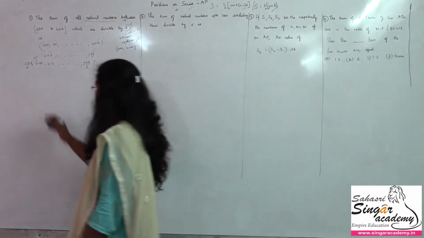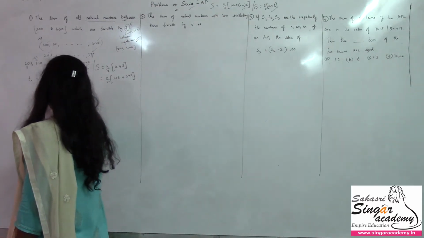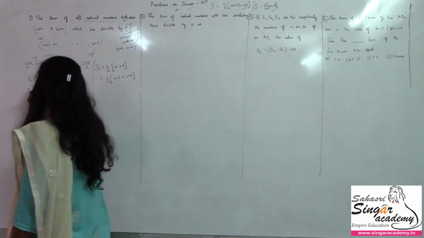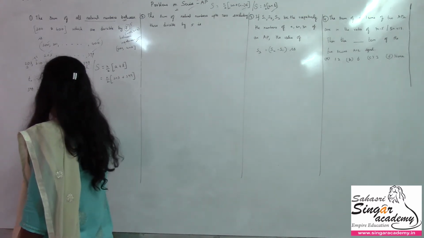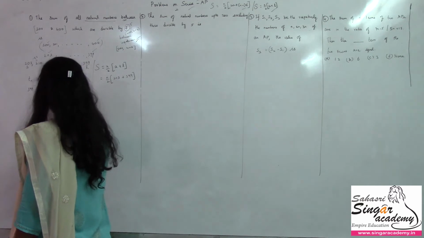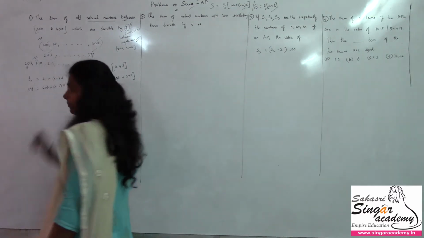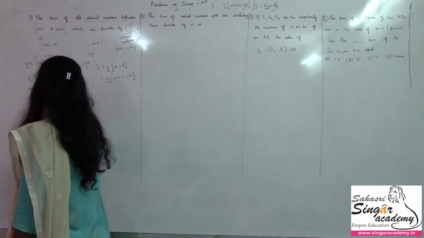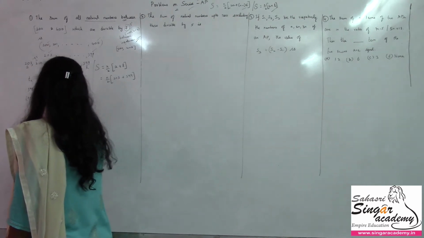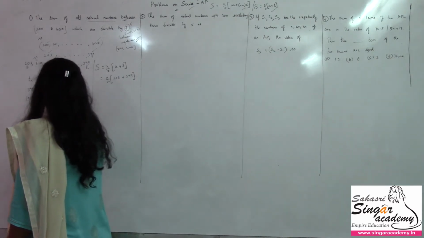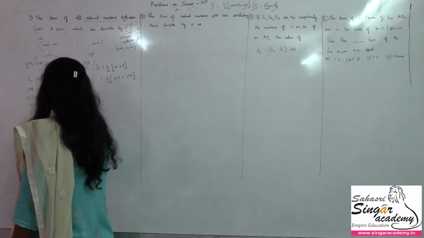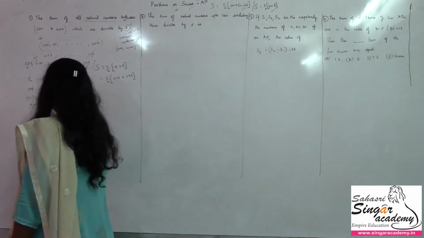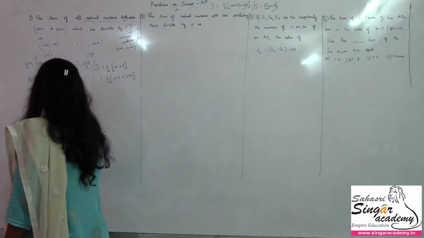How to find n? Yes, we know the formula: T_n = a + (n - 1) d. T_n is the last term, let us take, because I'm going to find that only. 399 = a, the first term 203, plus (n - 1) into d, which is 7. I want to have the value of n here, so (n - 1) into 7 = 399 - 203, and n - 1 = (399 - 203)/7, and n is equal to this value plus 1. Shall I get this value? 28. So this plus 1. So n is equal to 29.